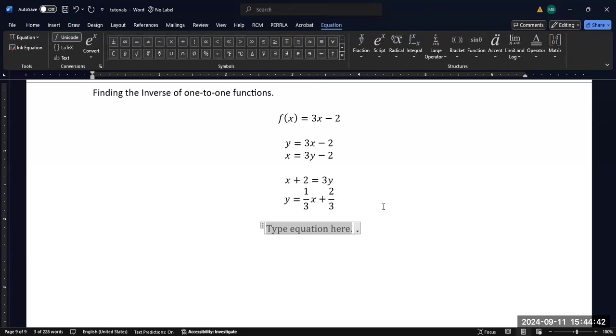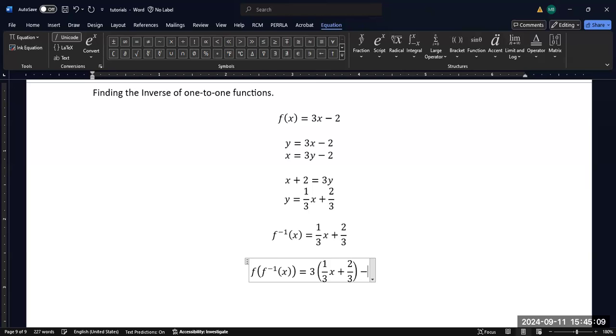And if we want, we can double check that this is in fact the inverse, by composing f with the inverse. So I take my original function, I stick in my inverse, and when I distribute the 3, I get x plus 2 minus 2, which gives me x. If everything cancels out and you get to x, then this is in fact the inverse.